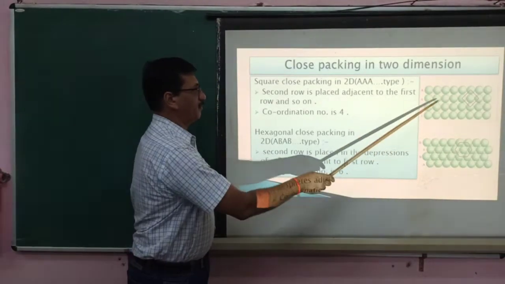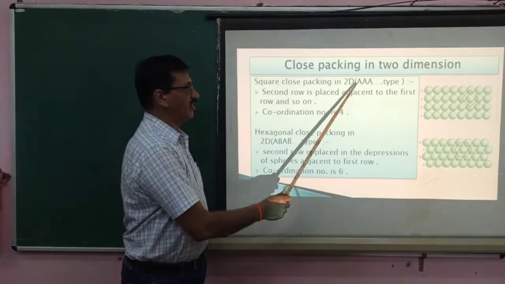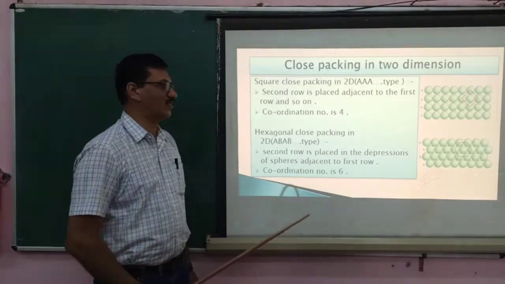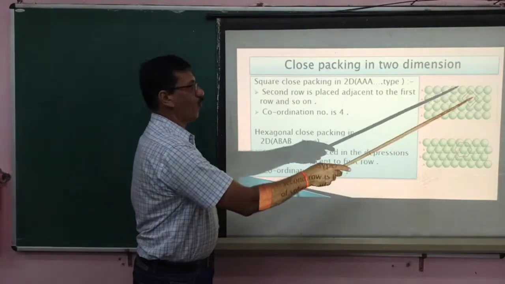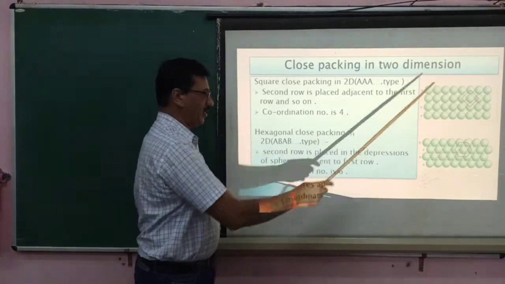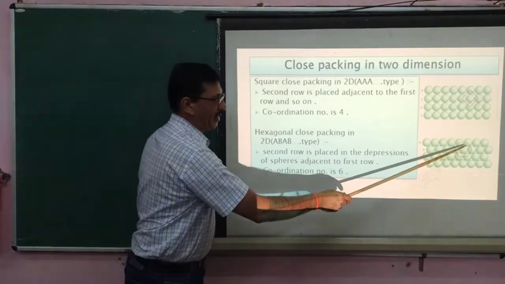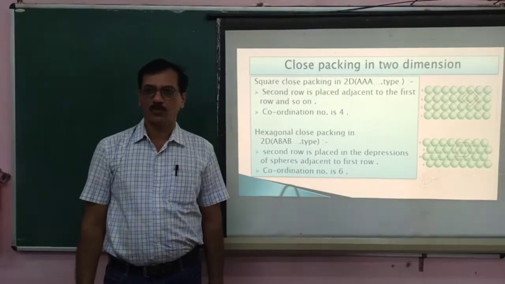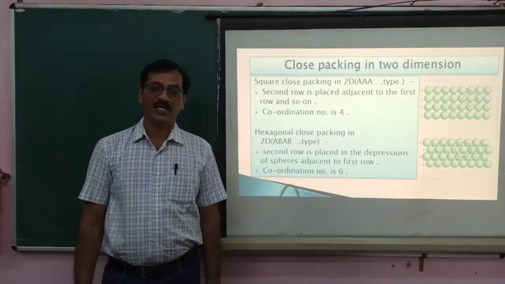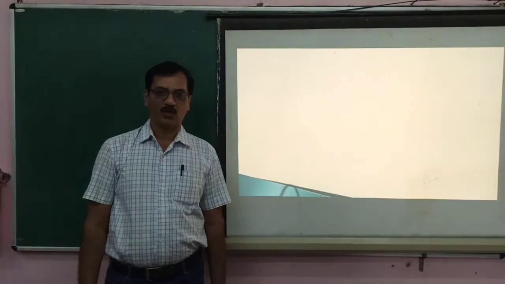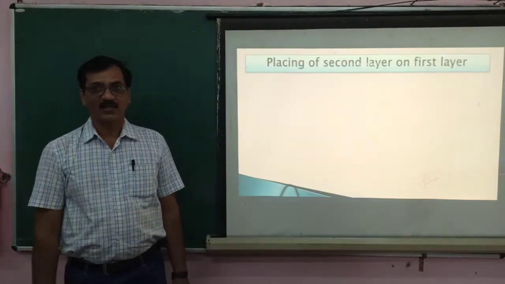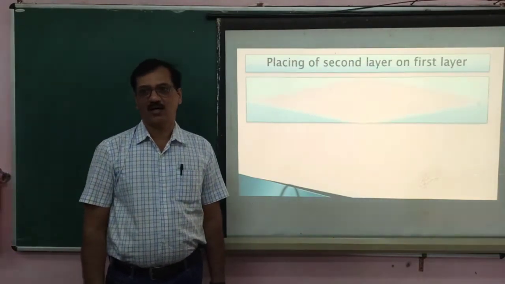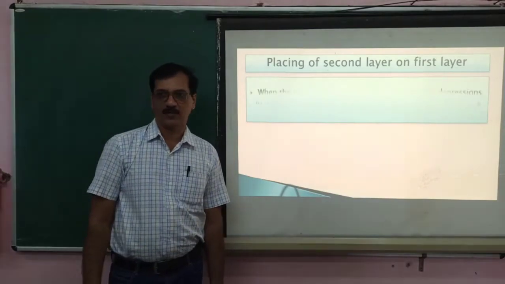So this particular arrangement, that is AA type of two-dimensional arrangement, is called square packing. And this arrangement is called hexagonal close packing, in 2 dimensions particularly. Now look at the three-dimensional arrangement.